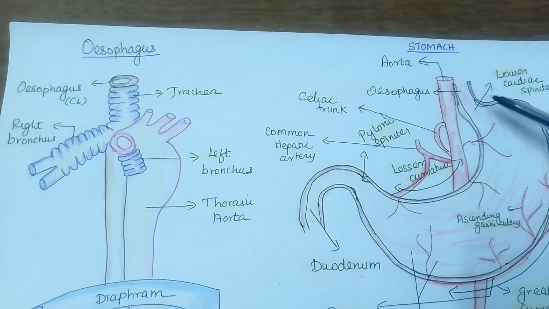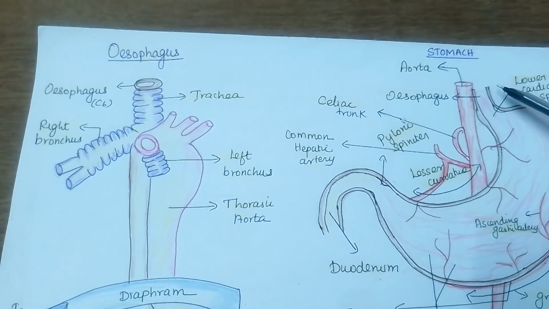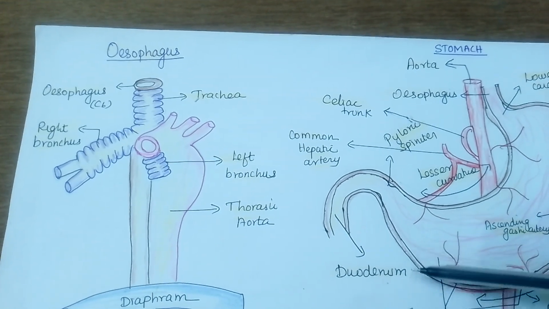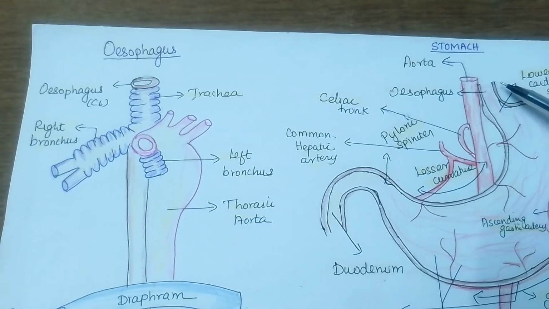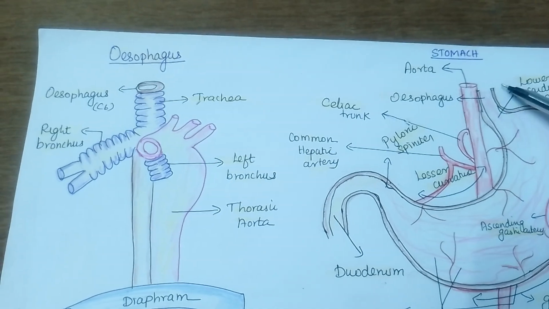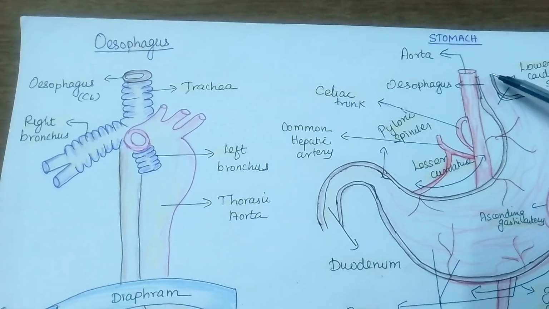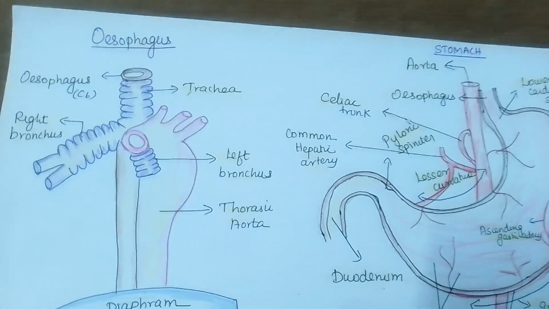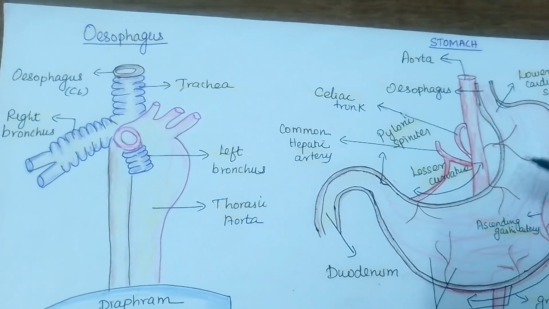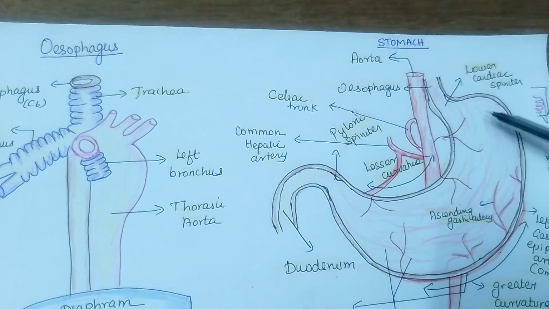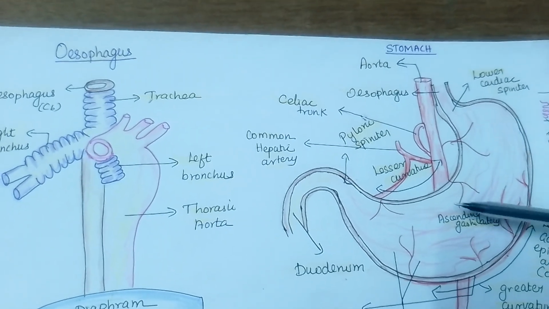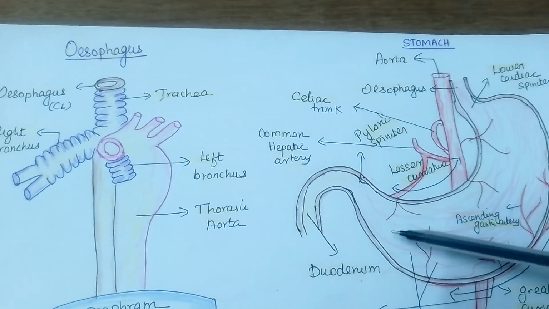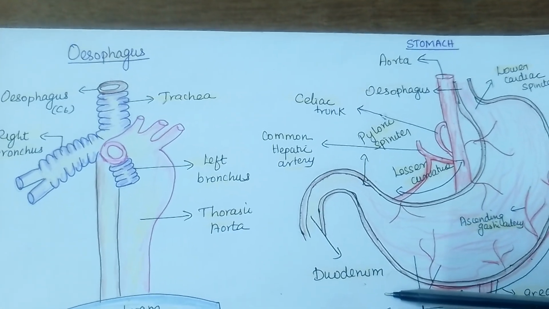It has two sphincters. Below will be the pyloric sphincter, above will be the cardiac sphincter. It is the continuation of the esophagus that forms the stomach. The stomach parts: the upper portion is the fundus, this is the body of the stomach, and this is called the pylorus of the stomach.